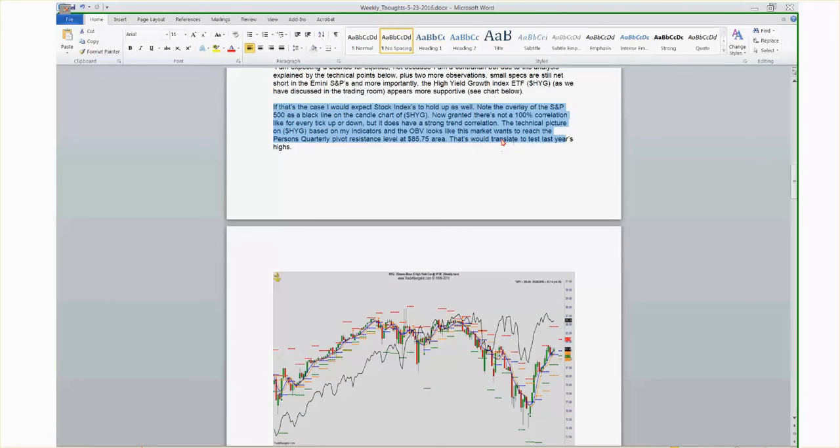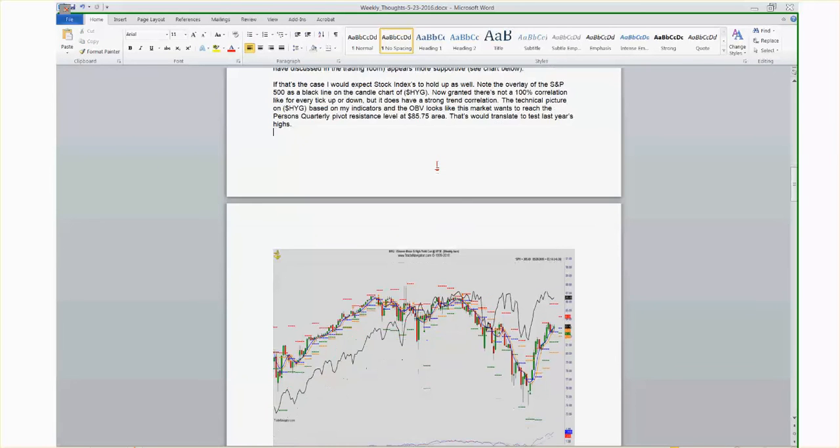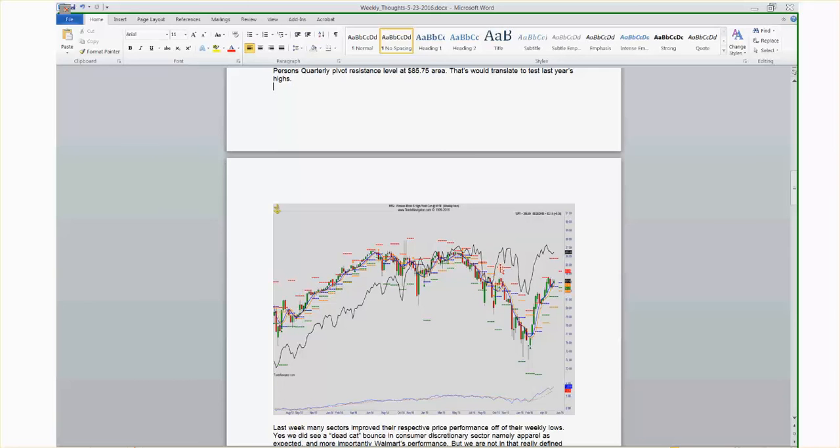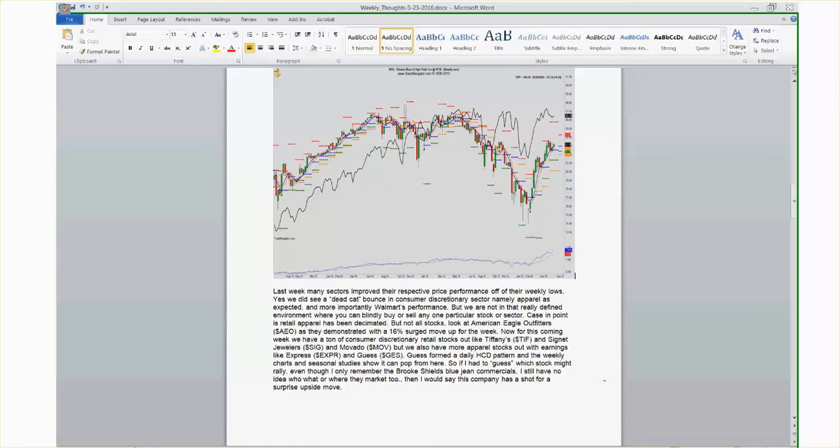Based on my indicators and OBV, the market looks like it wants to reach the quarterly pivot resistance, and that's 85.75. And that translates to last year's highs areas, right? So my thought is simply this, that there's some strong longer-term accumulation in HYG, and maybe there's a surprise move that this equity market might see more upside than we think. I'm looking for maybe another 2-3% in the Qs. It could be a little bit more. We need to monitor to see in the next couple of days if volume comes into this market.